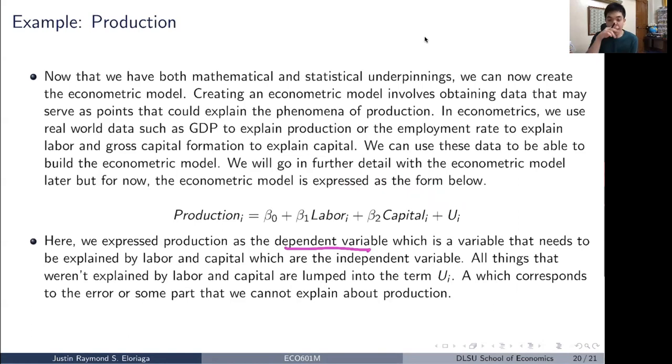And essentially, everything that wasn't explained, so of course, production is explained by a lot of things, but here we narrowed it down to labor and capital. Anything that labor and capital does not explain about production, we lump into this term, which is U sub I. And for now, we'll just leave it as U sub I. But of course, we will formalize this in the next few videos. So it corresponds to some error that we cannot explain about production, or at least that the independent variables we have in the model cannot explain about production.